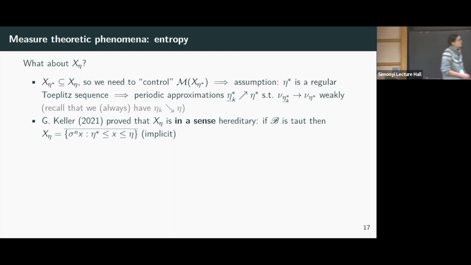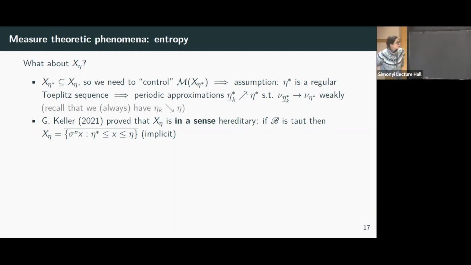So in that case, eta star gets periodic approximations, but from below, such that the corresponding measures generated by these points converge weakly to the Mirsky measure nu eta star. And recall that we always have this approximation from above given by the Davenport-Erdős theorem. So now we are in the situation that we can approximate eta from above, eta star from below, and somehow we build a descending family of subshifts that gives us X eta at the end.